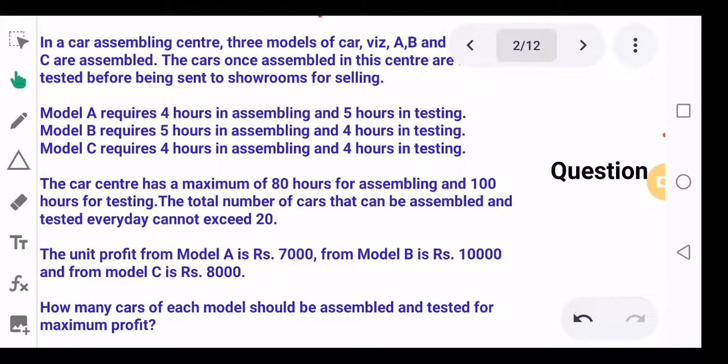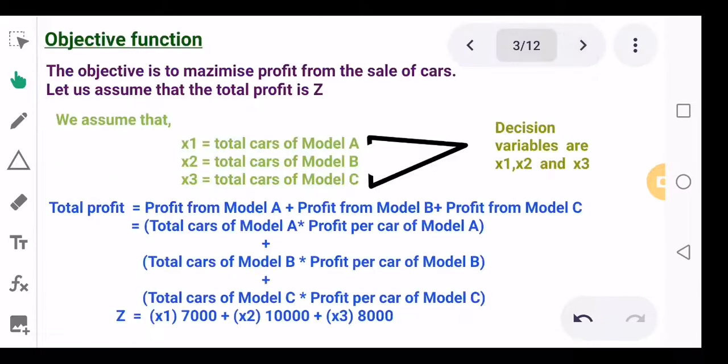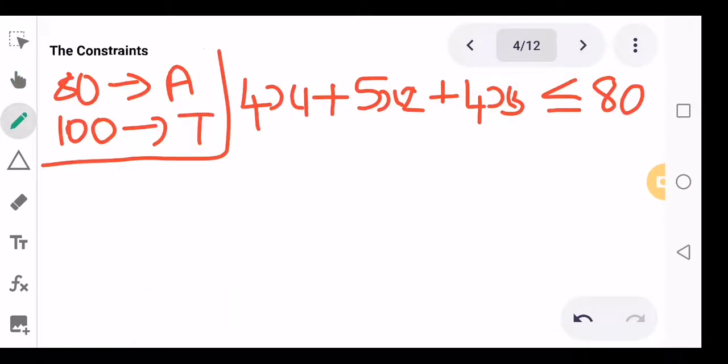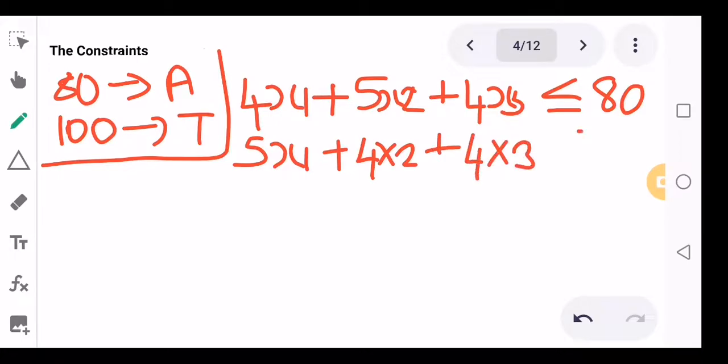So this total, 5x1 plus 4x2 plus 4x3, has to be either equal to 100 or less than 100, because they have said it's a maximum of 100 hours. Okay, let's formulate the constraint: 5x1 plus 4x2 plus 4x3 less than or equal to 100.